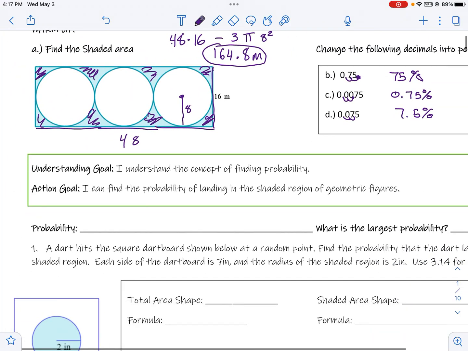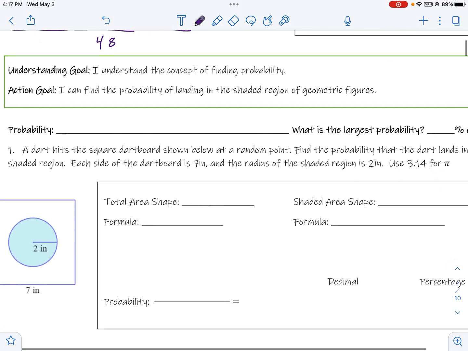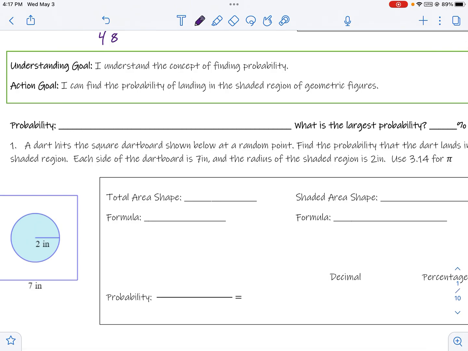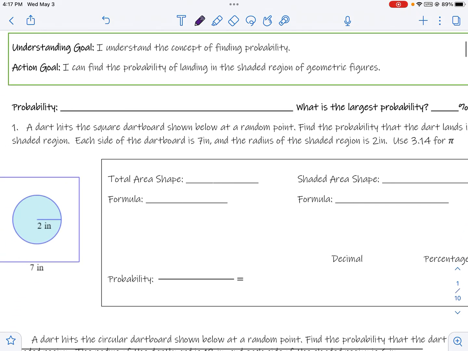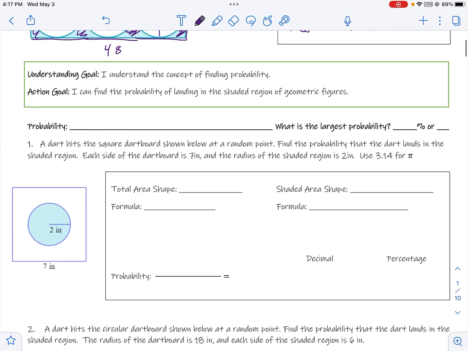All right, our understanding goal today is that we understand the concept of finding probability, and we're going to do that, like I said, with shaded regions today, but I like to call these dartboard problems. So probability is the percent chance an event occurs. So the percent chance that something happens.